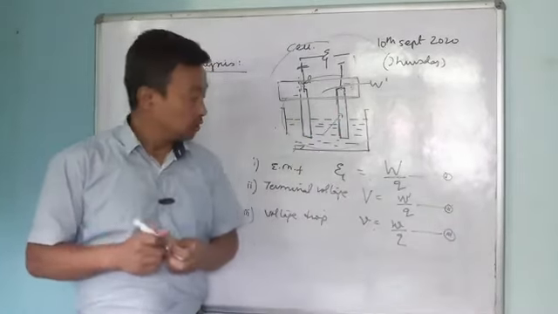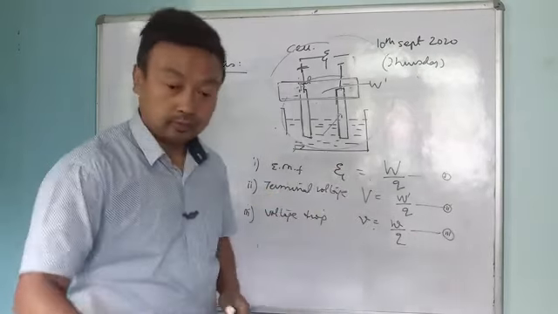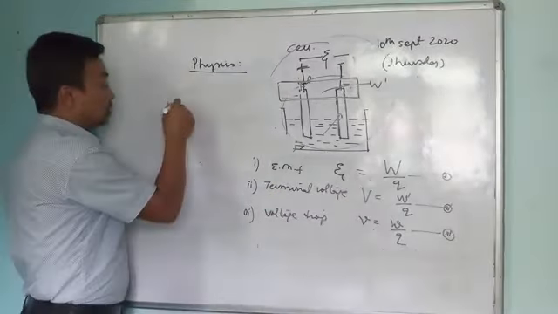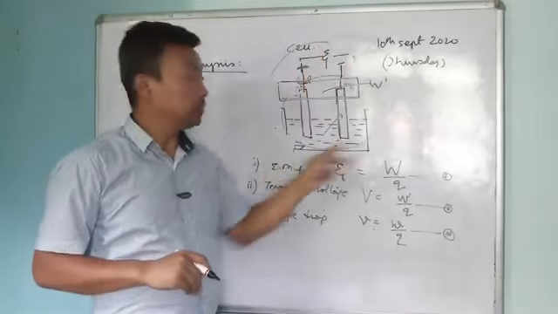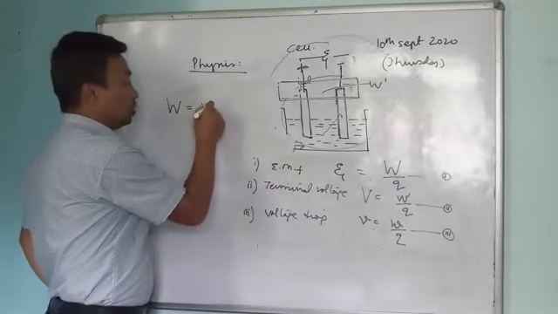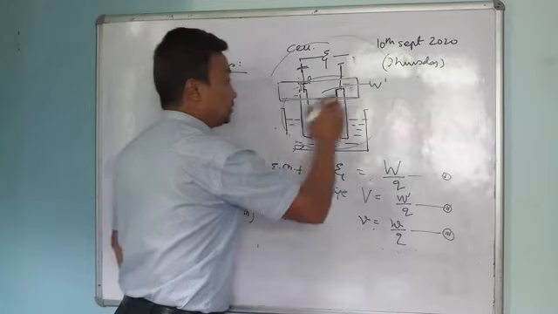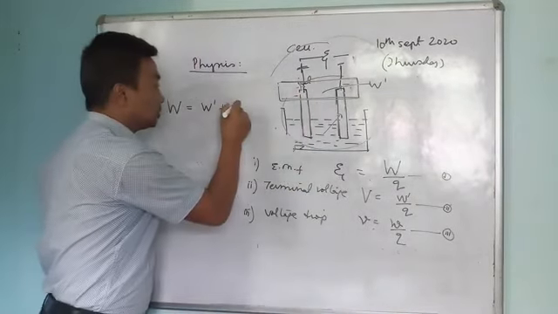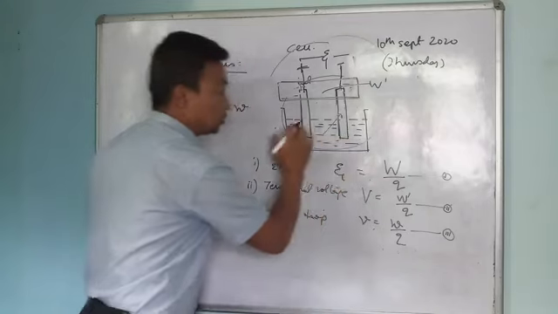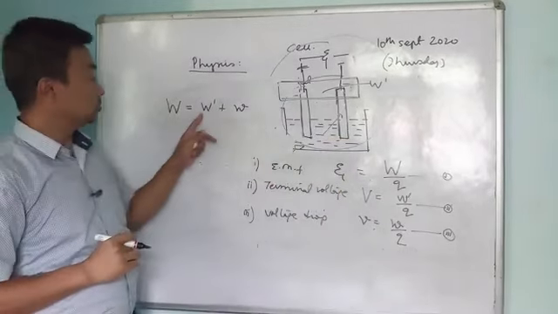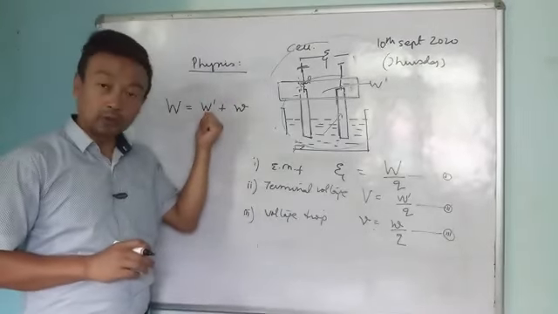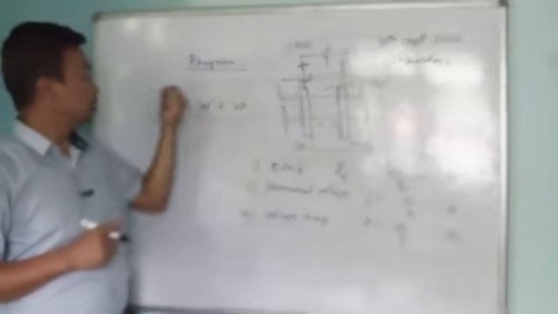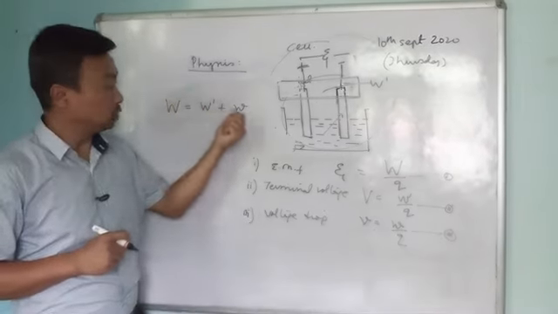Alright, so from here what we observe is that W is the work done for the entire cell, that means the complete cell. Work done for the outside external circuit plus work done for inside, that means through the electrolyte. So this is your total work done, which will be work done across the terminals plus work done through the electrolyte. Simple, complete work done is work done outside plus work done inside.